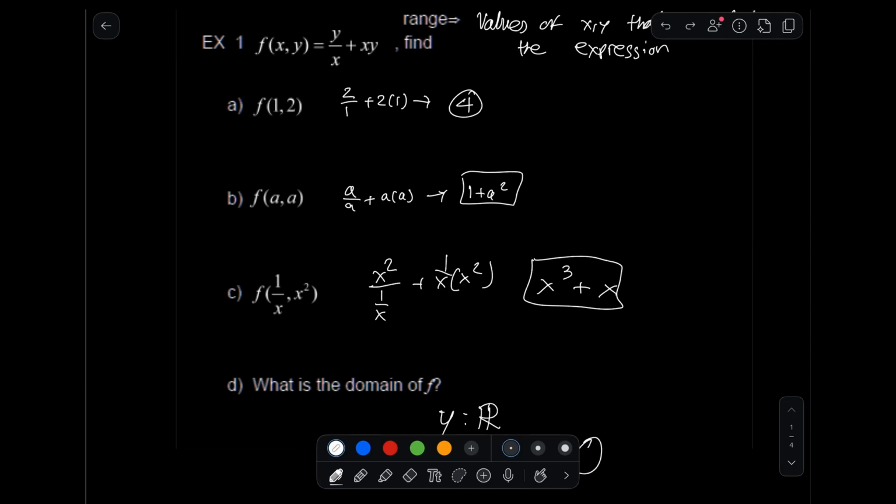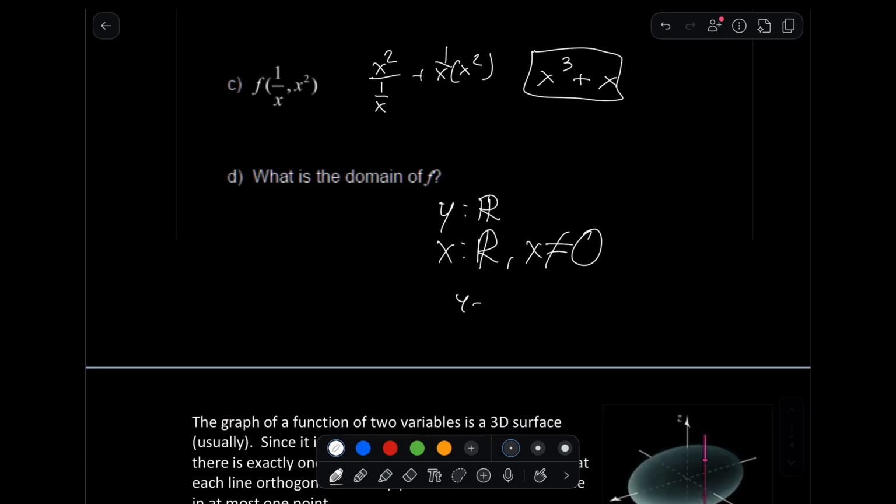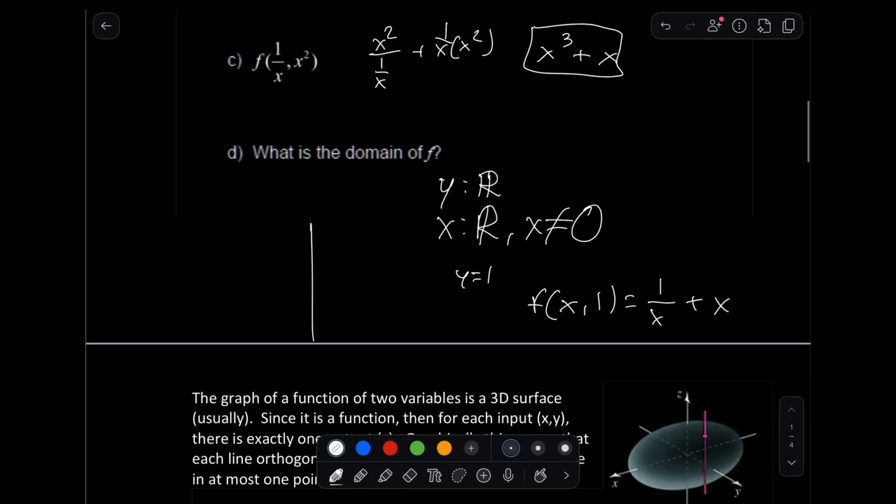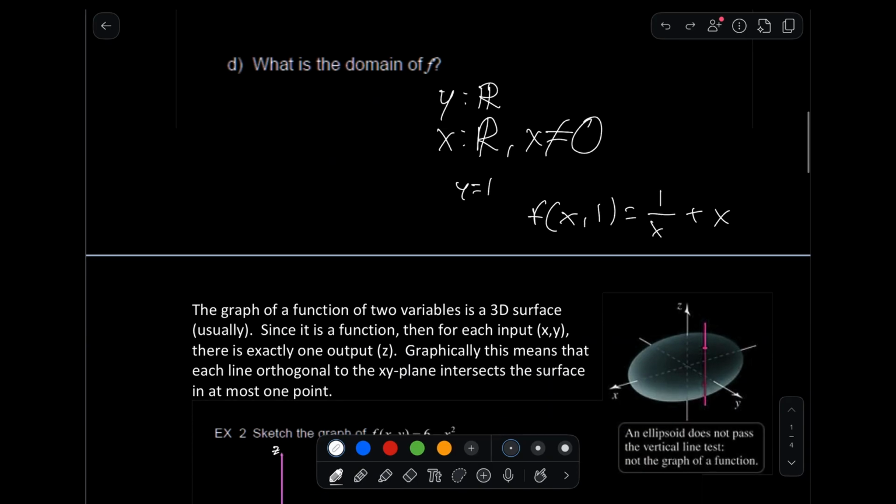For example, let's say y was any number, like 1. Let's just say we're holding y constant, y equals 1. So we have something like f of x, comma 1, equals 1 over x plus x. This function cannot be defined at 0 because 1 over 0 is still undefined, right? If we were to graph this, it would probably look something like this, where you can't really get to here as a value.